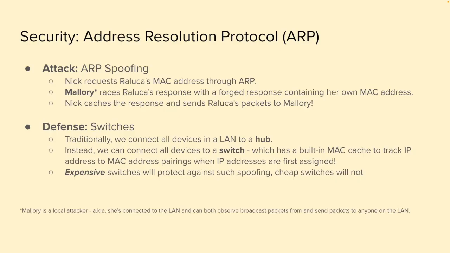So in this case, Nick will treat Mallory's MAC address as Rilke's address and send all the future packets to Mallory instead of Rilke. And one technique to defend against this is through switches.